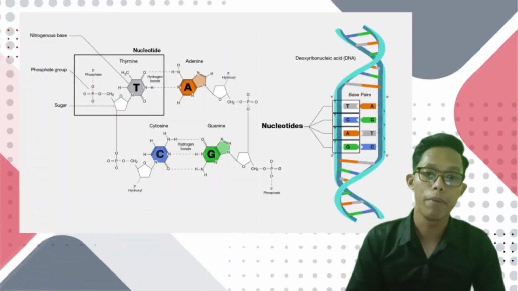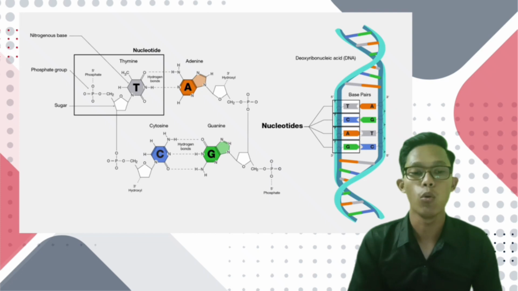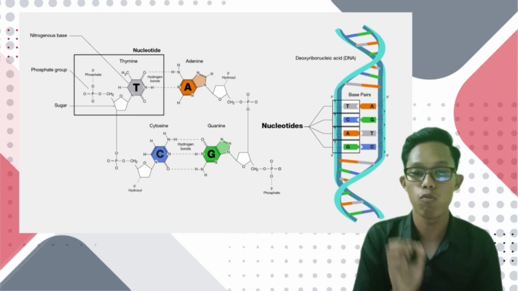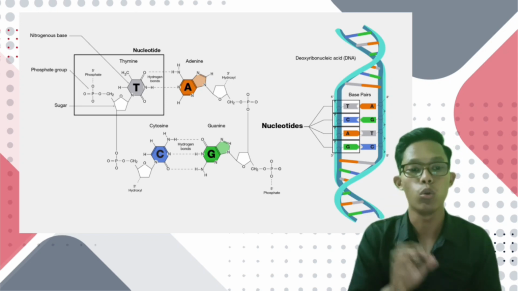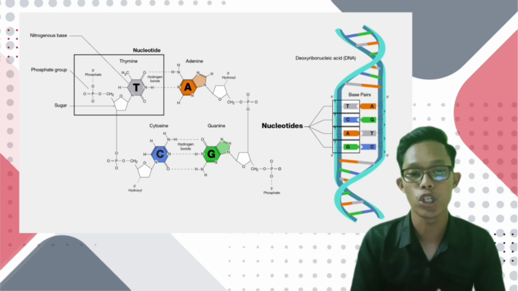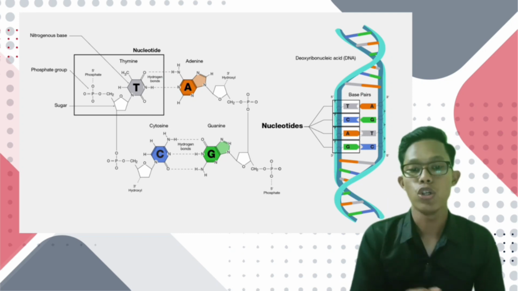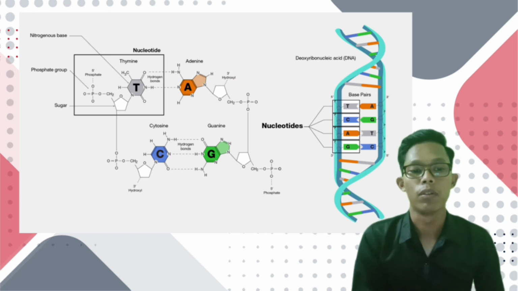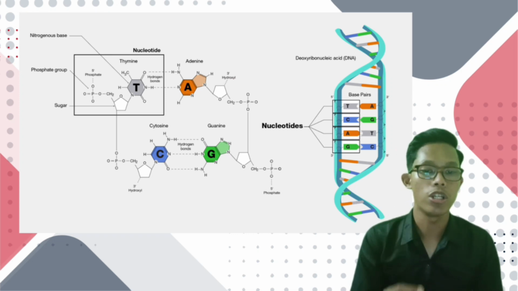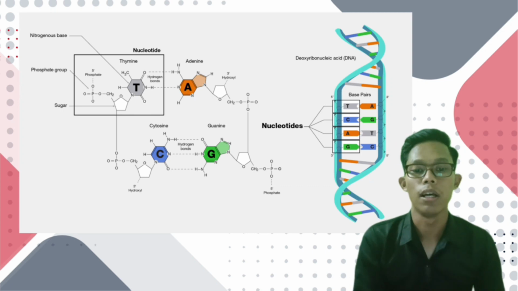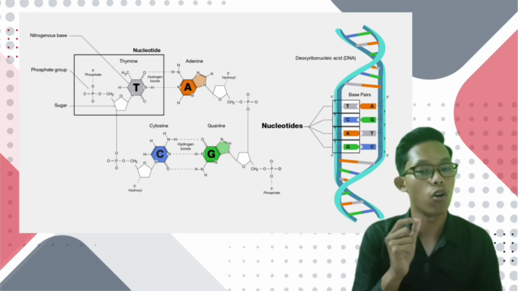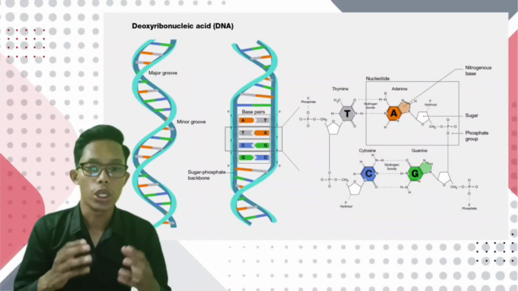A nucleotide is the basic building block of nucleic acid, which is RNA and DNA. A nucleotide consists of a sugar molecule, either ribose in RNA or deoxyribose in DNA, attached to a phosphate group and a nitrogen-containing base. The bases used in DNA are adenine, cytosine, guanine, and thymine. In RNA, the base uracil takes the place of thymine. DNA and RNA molecules are polymers made up of long chains of nucleotides.